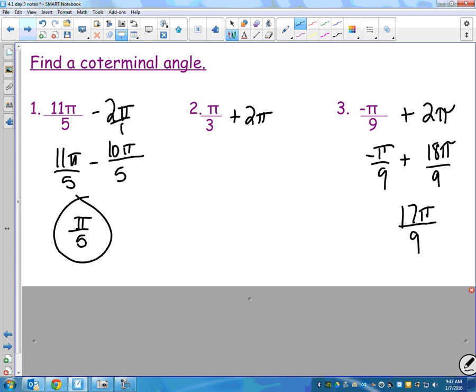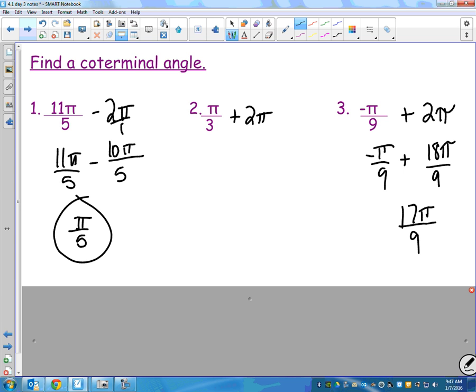Either one, yes, or any multiple of 2 pi. Coterminal means we want to just go around it again. Because you can't reduce that. We just want to kind of go around that circle again.